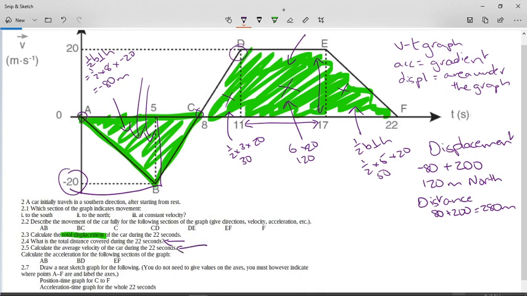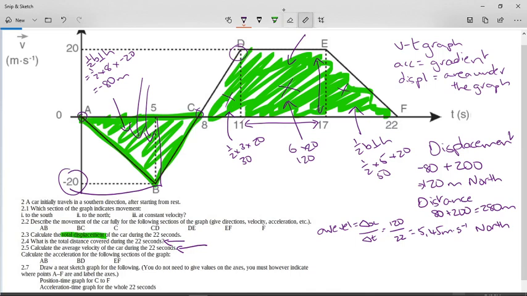Now it says calculate the average velocity of the car. So the average velocity is the change in displacement over the change in time. So we take this displacement value here, which is 120, and we take the time, which is 22 seconds, and then you put your numbers in the calculator and you come out with 5,45 meters per second. But velocity is a vector, so we need to say that it is 5,45 meters per second north because it is a positive value.